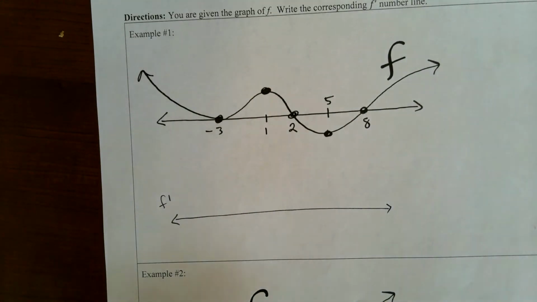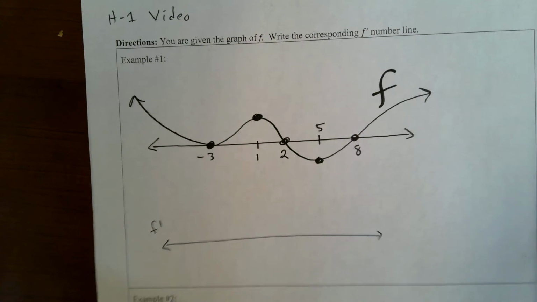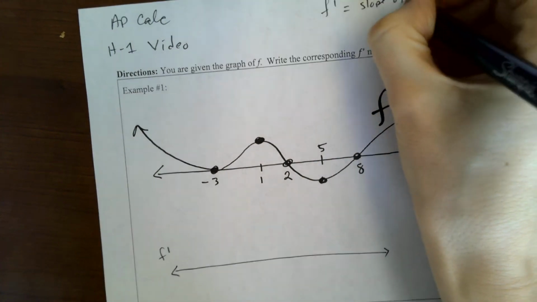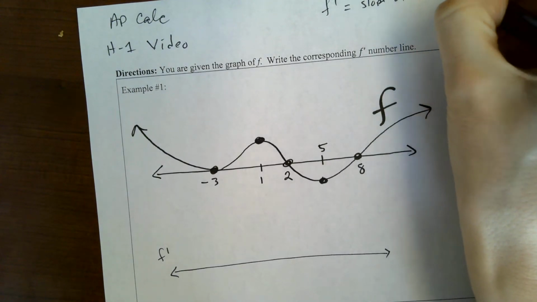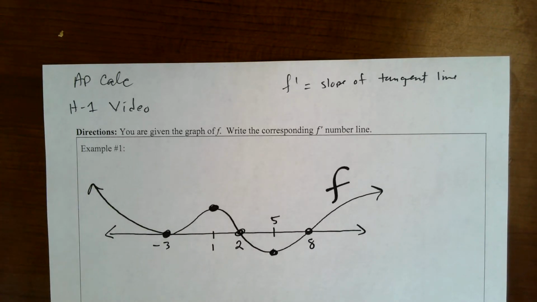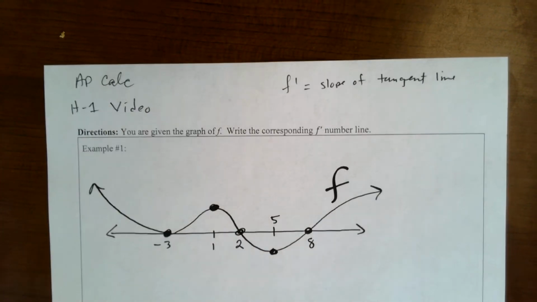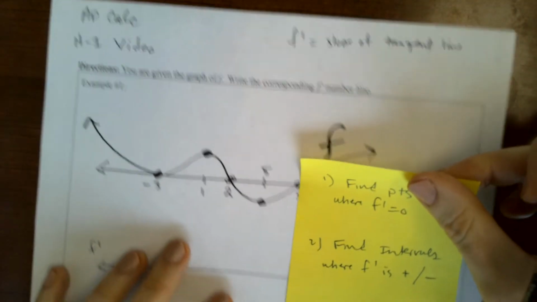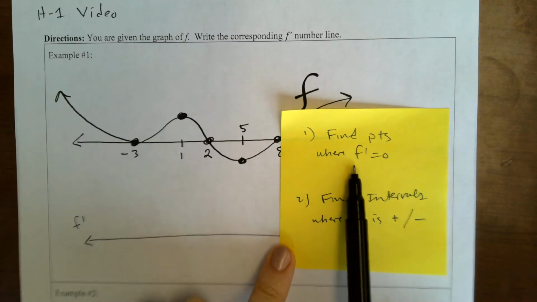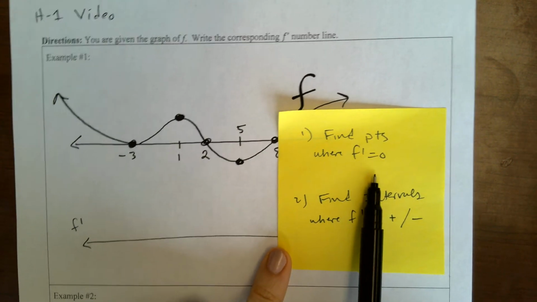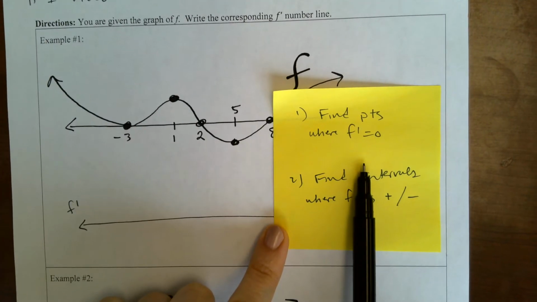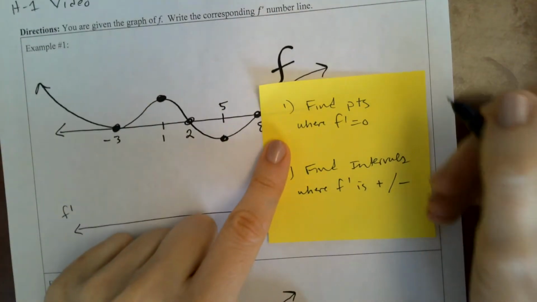And what you've got to know is that f prime is the slope of the tangent line. All right, f prime is the slope of the tangent line. Now I wrote here on this sticky note, and I'll put this in our completed notes. But here's the steps. First, we're going to find the points where f prime is 0. So we're going to find the points where the slope of the tangent line is 0. So find points where f prime is 0.